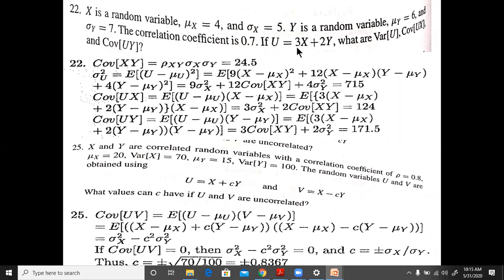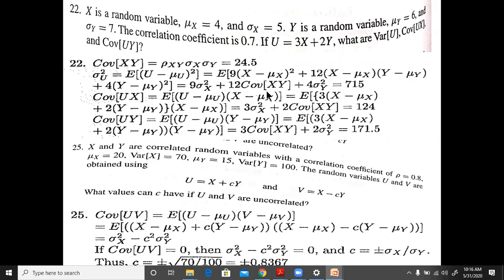Mean of u will be 3 of mean of x plus 2 of mean of y, and that will give us the value which corresponds to mu u also. You can write it in that way and try to substitute the total thing, right? So he has written here 3 into x minus mu x plus 2 into y minus mu y, multiplied by the quantity which is written over here, x minus mu x. Okay, he is trying to separate it out.